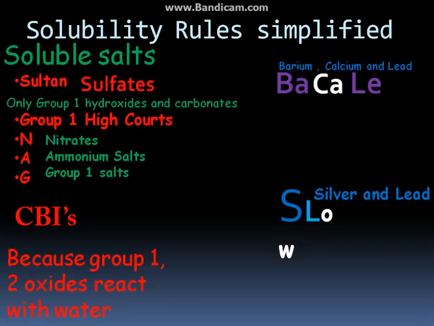So it's like NAG, the slow CBIs. So in the word slow, S stands for silver and L stands for lead. And the last sentence itself is self-explanatory. It says Group 1 and 2 oxides react with water. That is, only Group 1 oxides and Group 2 oxides are soluble in water. Rest others aren't. So this is the simplified explanation of the solubility rules, and that's the mnemonic I made.